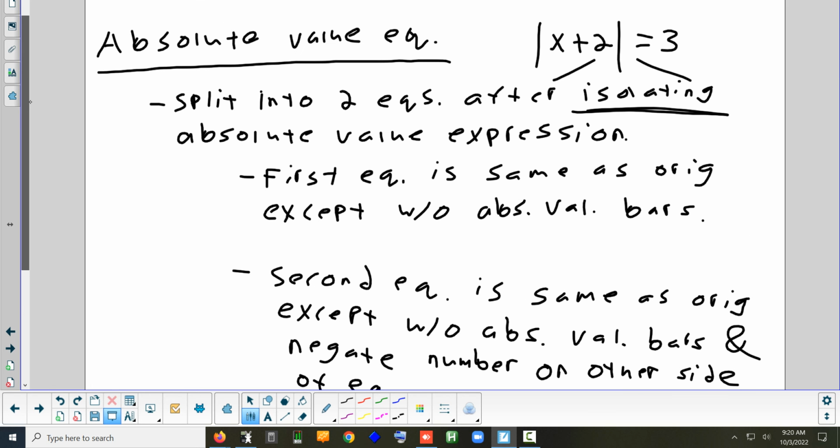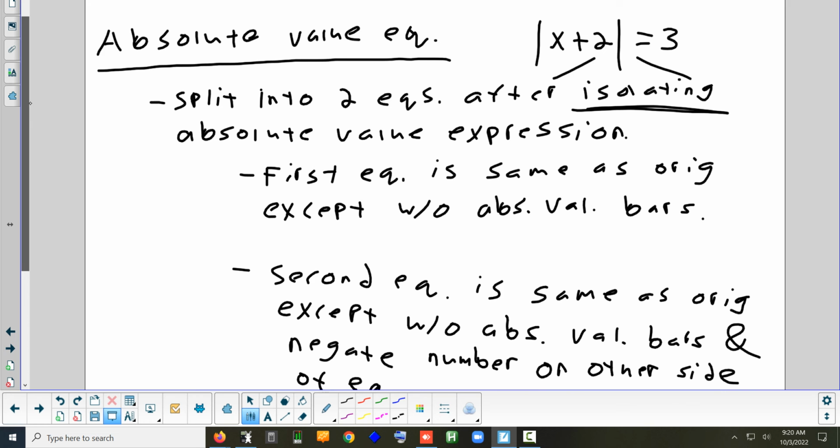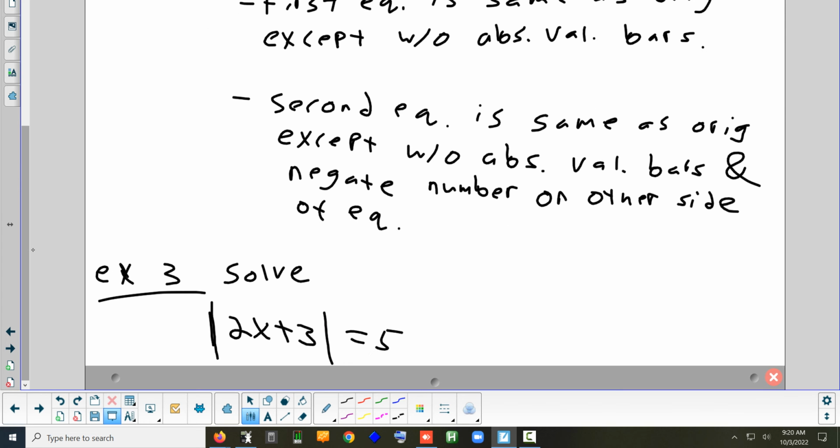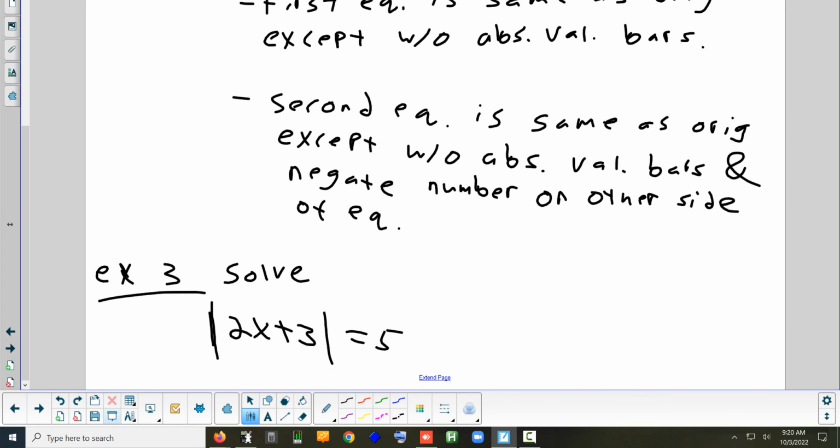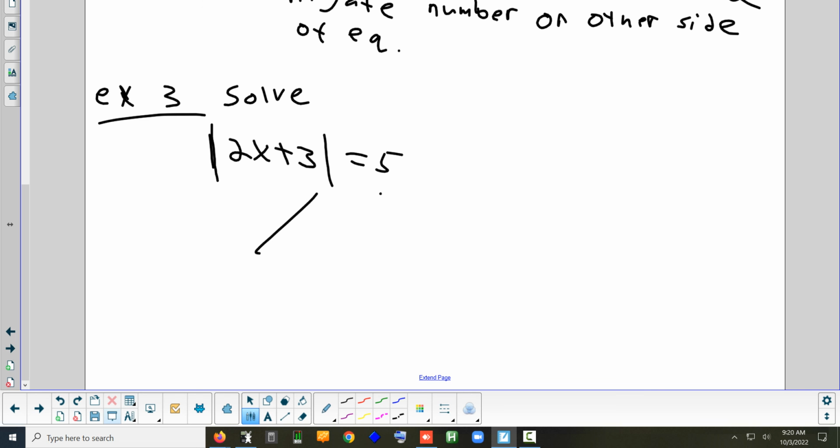Remember, first step, make sure that you isolate the absolute value expression. In the problem I have, for example, number 3, is the absolute value already isolated? Yeah. There's nothing else on the outside of the bars on the left side. So then we're ready to split it.